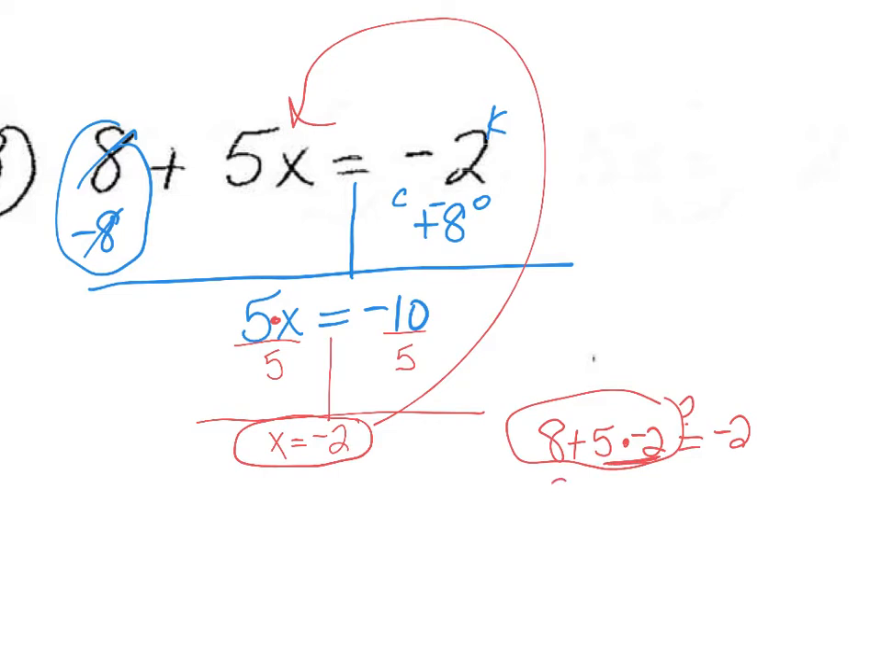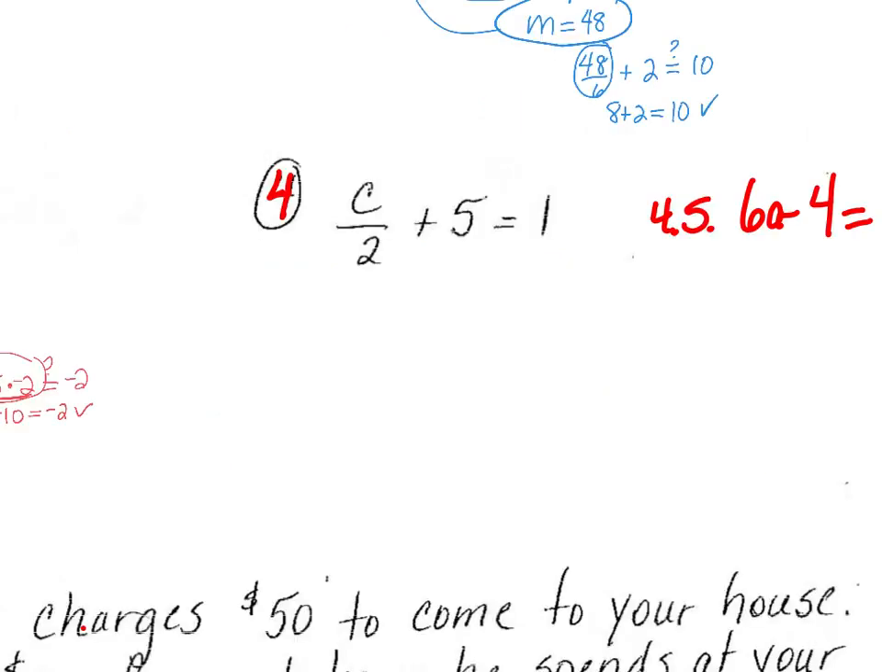Yep. So 8 plus what's 5 times negative 2? Negative 10. What's 8 plus negative 10? Negative 2. So it works. All right. So if I'm going to do this problem, I cannot combine them. I know they're adding 5, so I'm going to subtract 5 on both sides.